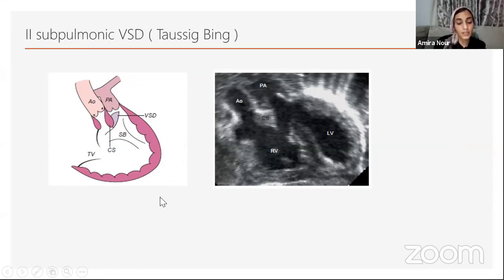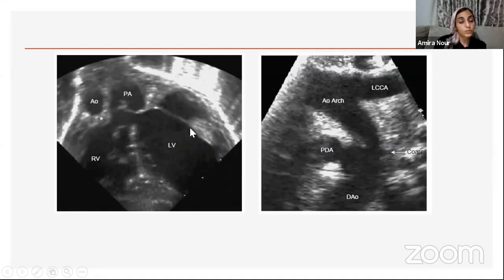In some patients with DORV subpulmonic VSD, it may be associated with subaortic or aortic stenosis, or a systemic outflow tract obstruction in the form of coarctation or hypoplasia or hypoplastic arch. So whenever you identify a patient with a DORV subpulmonic VSD, you should look carefully for any systemic outflow tract obstruction or aortic coarctation or hypoplasia of the aortic arch.